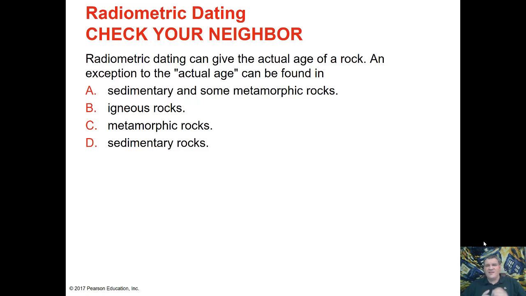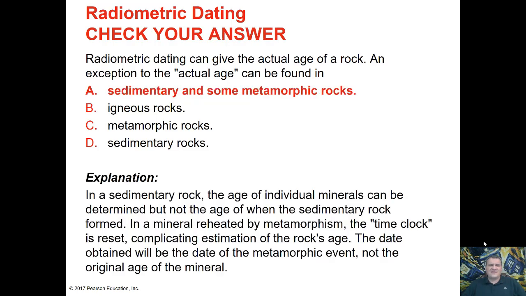And then sedimentary rock is rock made up of pieces of other kinds of rock. So you don't know when the sedimentary rock itself formed. You know when the pieces that make up the sedimentary rock formed. Okay, so the answer is A. So the actual age we can get from igneous rock for certain, no problem. But in metamorphic rock, we could reset the time clock, and in sedimentary rock, we don't reset the time clock when the sedimentary rock forms. Okay, so we don't get the actual age for sedimentary and some metamorphic rock.